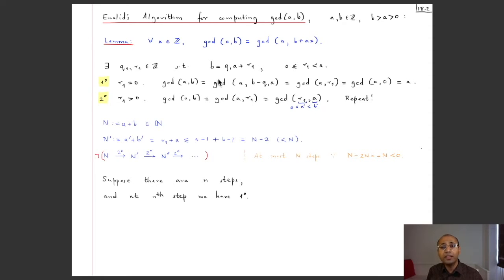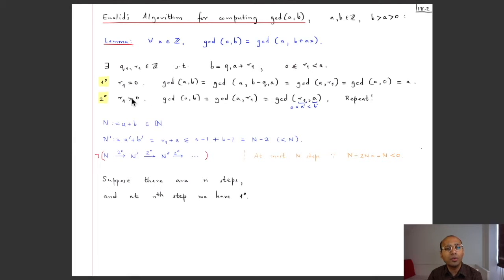And then we can repeat this process where we divide this new b prime by a prime, get a quotient and a remainder, then again correspondingly we will be in case 1 or 2, and if we end up in case 2, we can then again repeat the process and so on. So we have to show that this process terminates at some point.